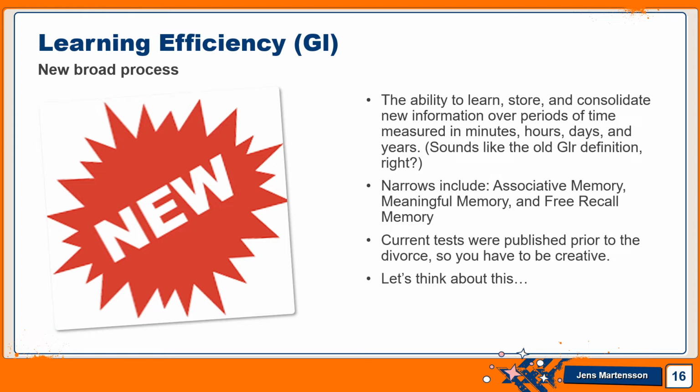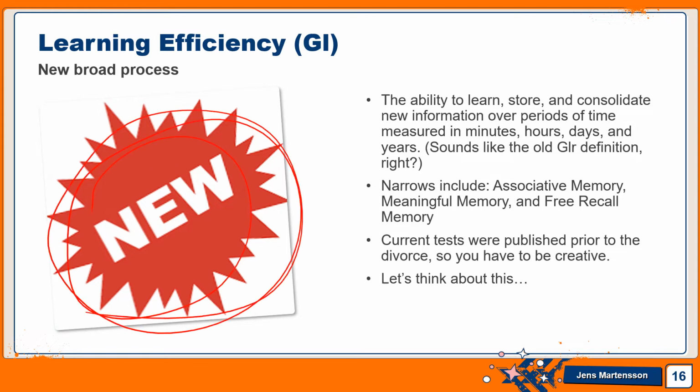All right, so let's get to learning efficiency. This is new, right? The divorce of GLR, it's a new broad process. So what is it? It's the ability to learn, store, and consolidate new information over periods of time measured in minutes, hours, days, and years. Kind of sounds like the old GLR definition, right? And the reason why is because we were always kind of testing GL on our batteries. We never really were testing GR on some of these tests, which is kind of an issue.